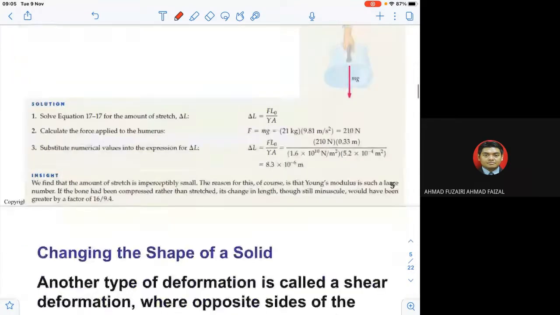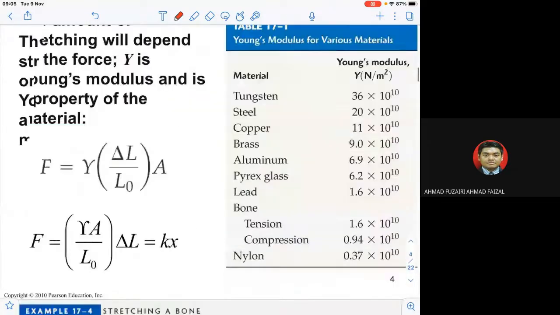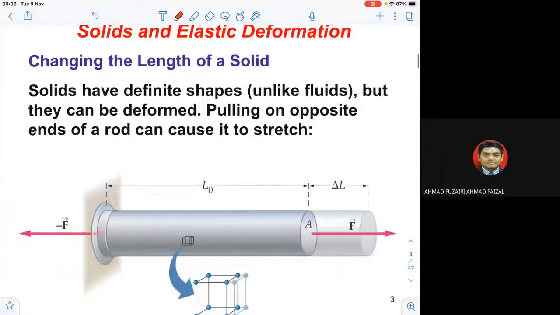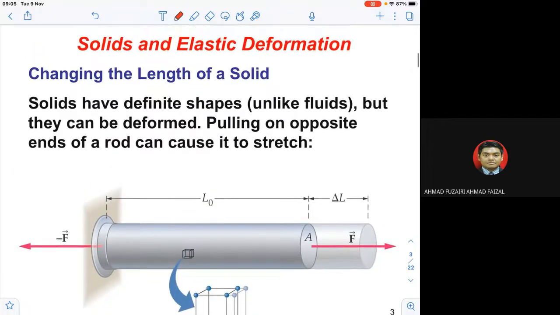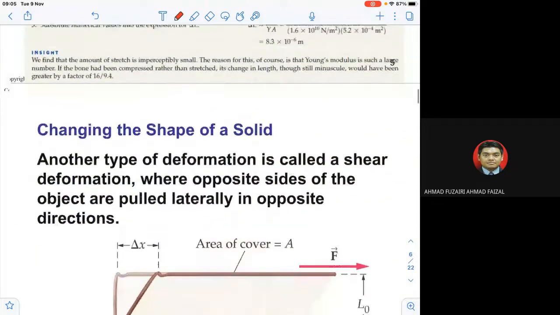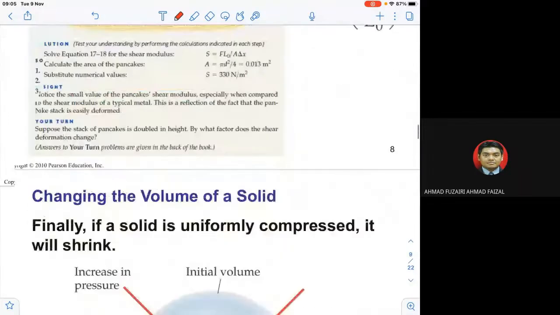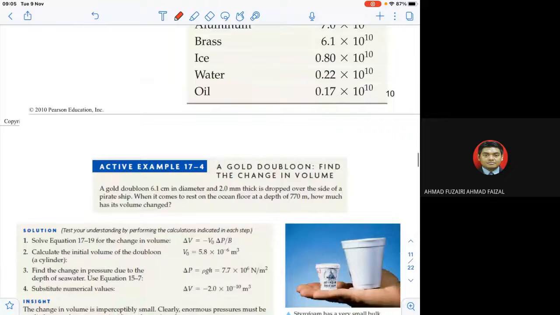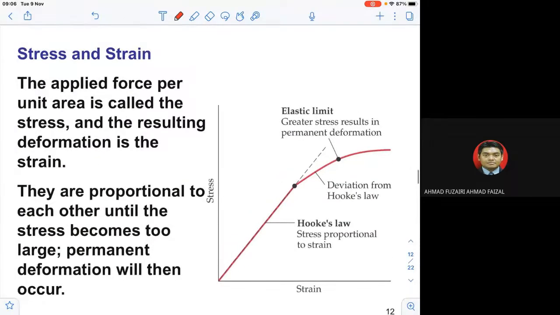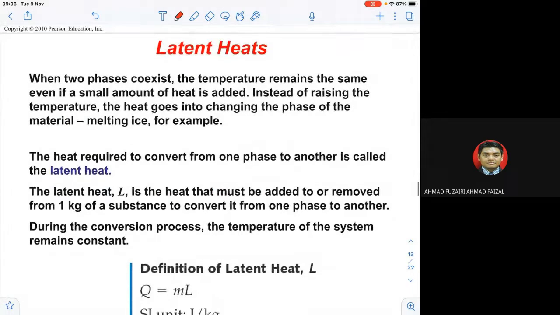We should skip this one, but this is just some things that we have learned about solid deformation: the Young modulus for the linear, the shear modulus for the area, and the bulk modulus for the volume, and also the stress and strain. So today, I want to highlight latent heat, the part where we learn about latent heat.